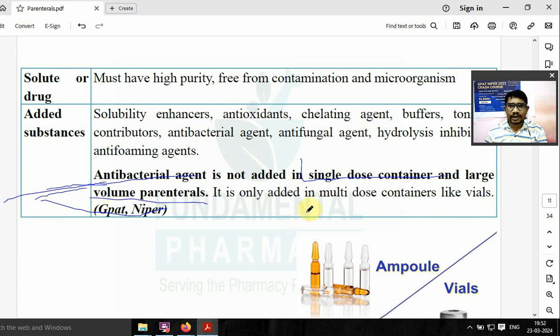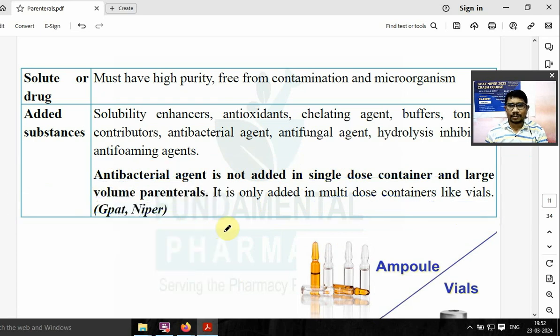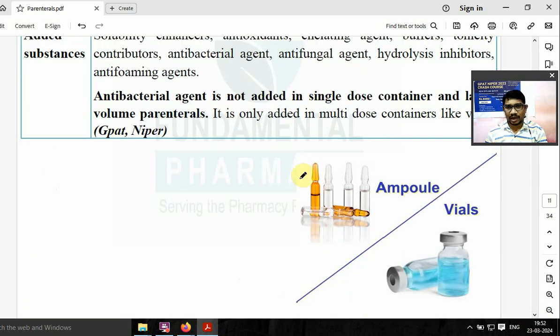It is only added in the multi dose container like vials. अगर वायल है 30 ml 25 ml, उसमें ये यूज करते हैं, सिंगल डोज कंटेनर में यूज नहीं करते. यू कैन सी डिफरेंस बिटवीन एम्पुल्स और वायल्स. आपको इसमें ये इंजेक्शन होगा, आपको ये ब्रेक करना है यहाँ से और विड्रॉ करना है इंजेक्शन एक ही बार में. So it is a single dose container.